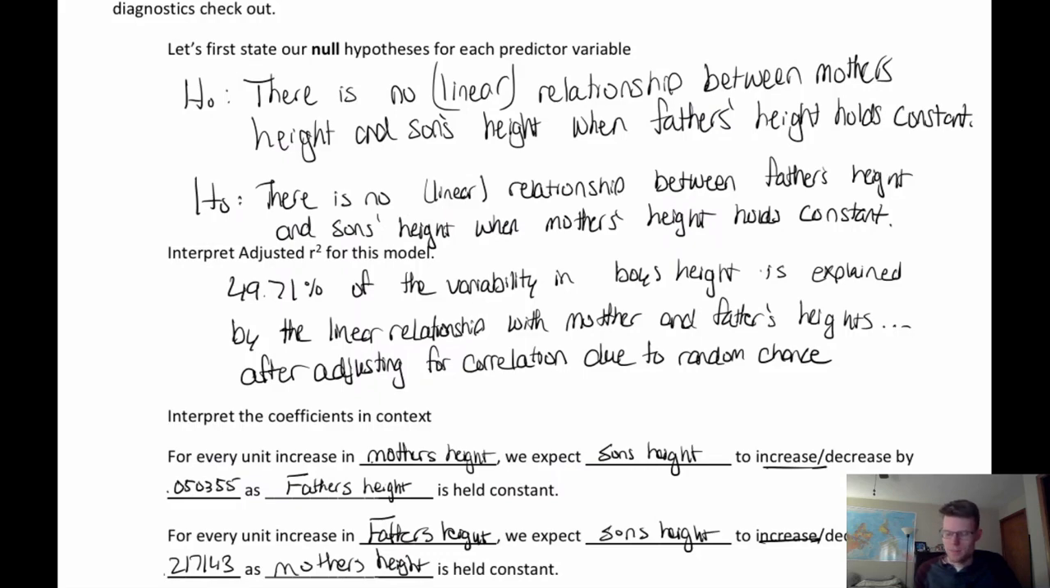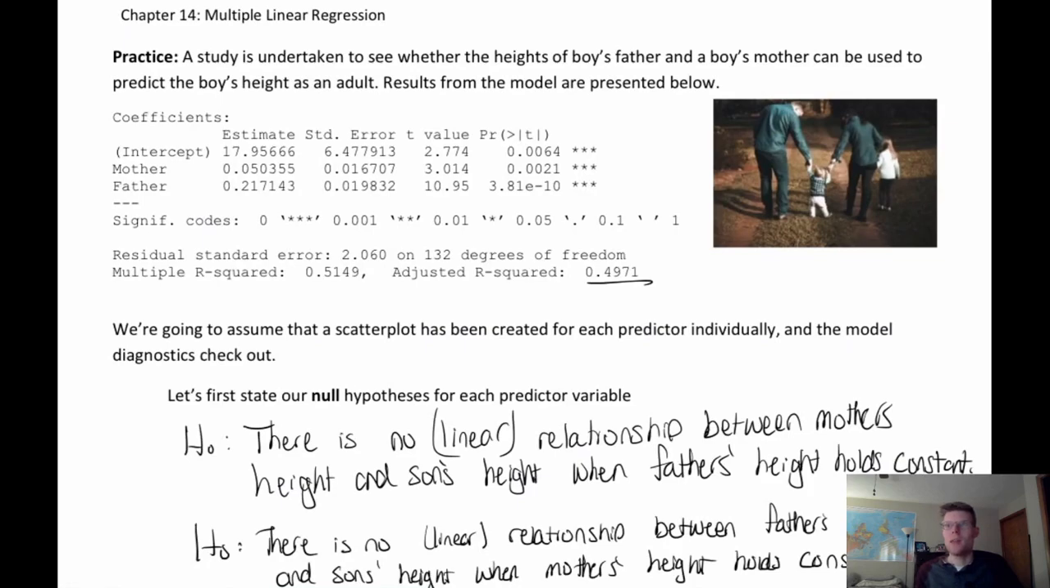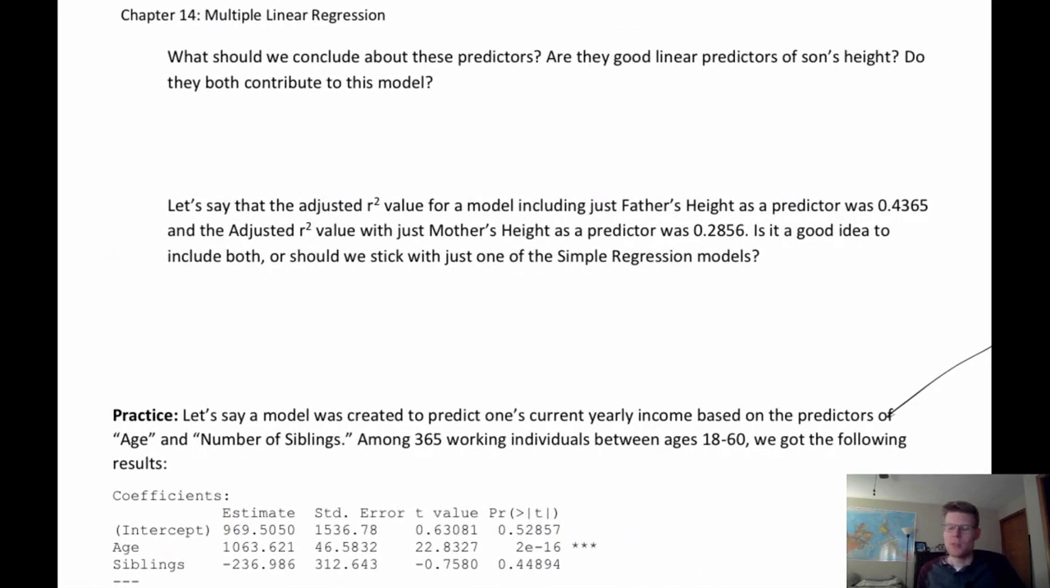So yeah. All right, and then let's also go over here. What should we conclude about these predictors? Are they good linear predictors of son's height? Do they both contribute to this model? And so this is where those p-values probably come into this conversation. We can see that the t-tests of both of these variables show the p-values quite low, meaning that we're quite confident that each of these is contributing to the model. Even when I already have information from the other one, I'm still quite confident that the other is adding additional explanatory power here to son's height.